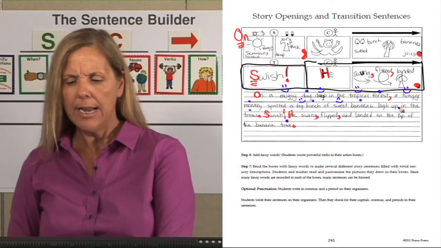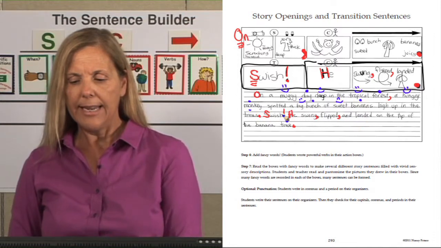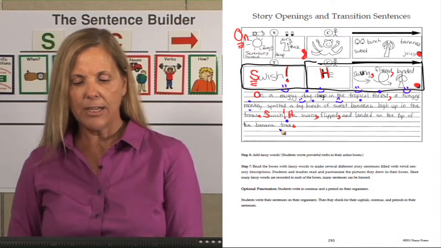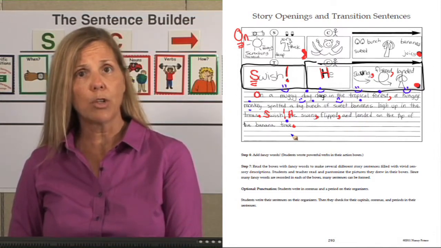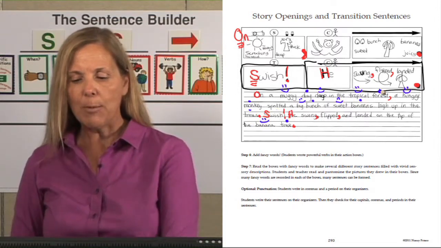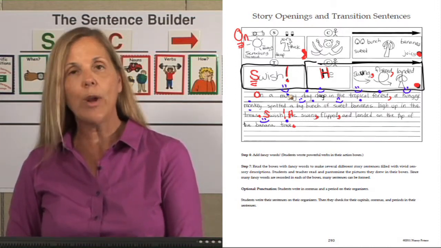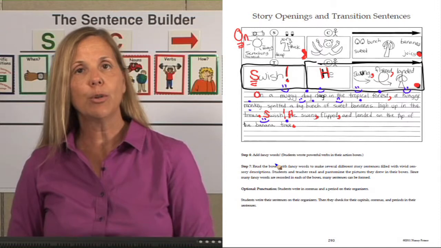Ooh, this is good. High up in the trees. Swish. He swung, flipped, and landed on the top of the banana tree. Did we say tree was important? Did we dot that? Yes. What kind of tree? Banana tree. So we put happy faces on all of our describing words, showing that we included those when we wrote this out.